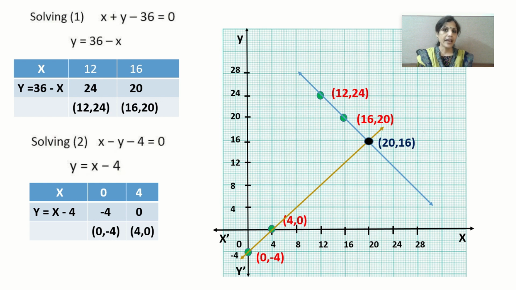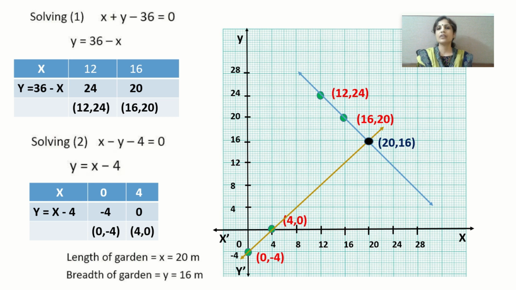We have taken x as the length of the rectangular ground and y as the breadth. So our answer is: length of the garden is 20 meter and breadth of the garden is 16 meter. Okay, now moving to the next sum.